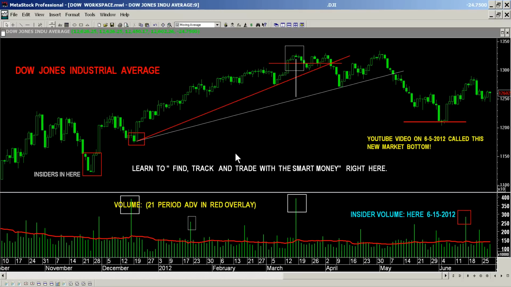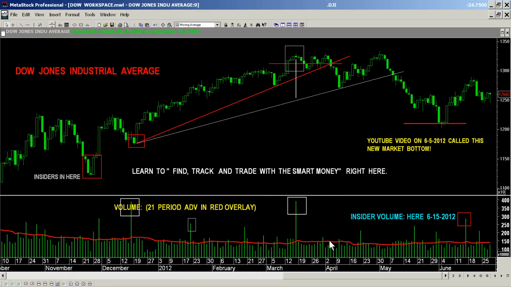In this case, we're looking at the Dow, and this is an end-of-day candlestick chart with the volume and subgraph below with a 21-period smooth moving average overlaid right on top. Since the sell-off here, which we predicted back on 5-4, which landed at a new market bottom, which my YouTube video called on 6-5, right here, which is posted on 6-5, before the market took back off.